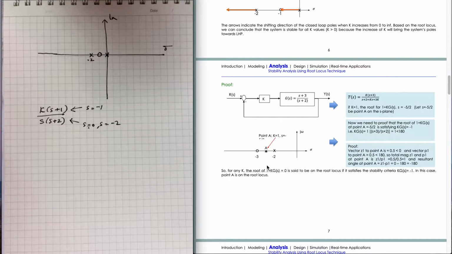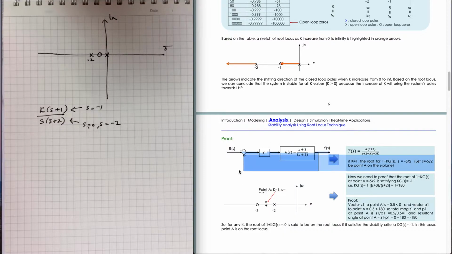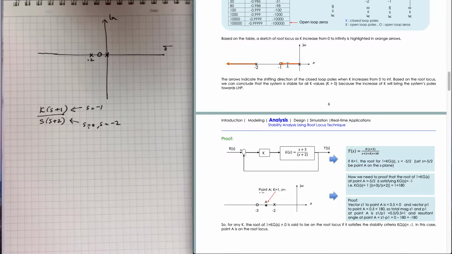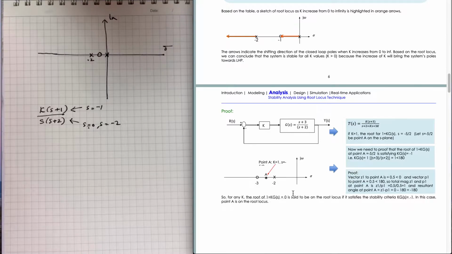This is not clear. Okay, never mind. I think the idea is just to verify whether this point A is located along this root locus or not, just to check, right? If it is not part of the root locus, this point does not fulfill G(s) equal to -1. But actually, this is not really important. It's just to verify that any point along this line should fulfill this criterion.